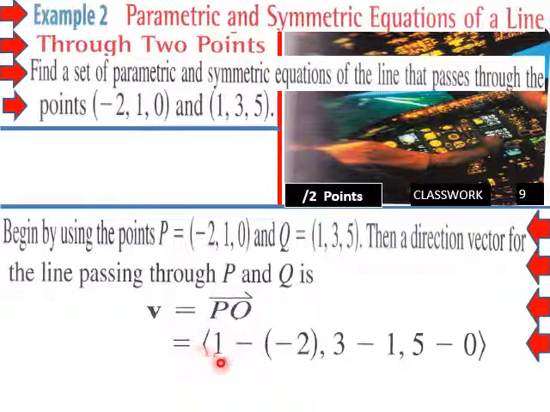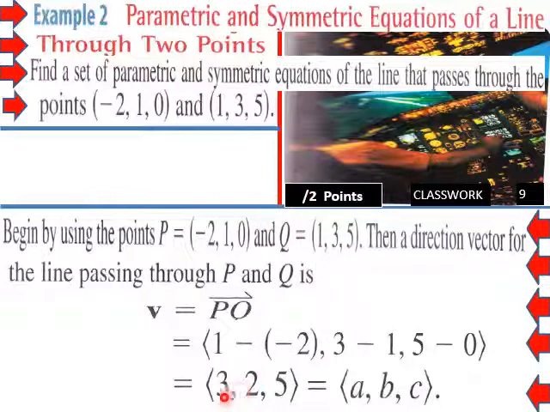And then we're going to do our direction vector here: 1 minus negative 2, 3 minus 1, and then 5 minus 0. So that's going to give us 3, 2, 5. Here are our direction numbers, a, b, c. After we find our direction vector, we have our direction numbers here.